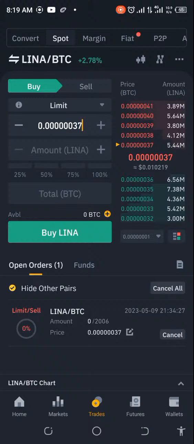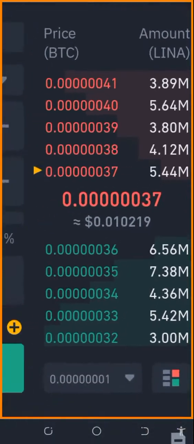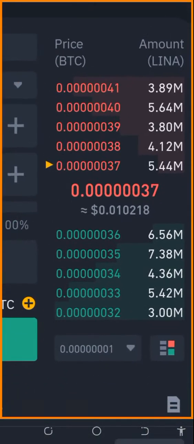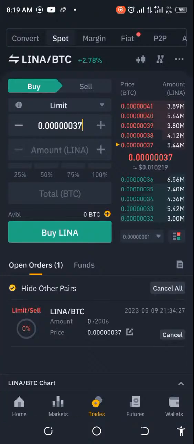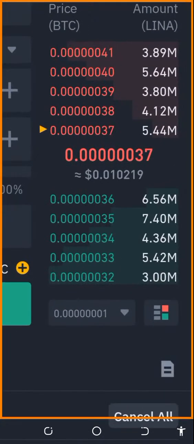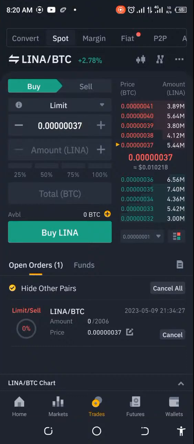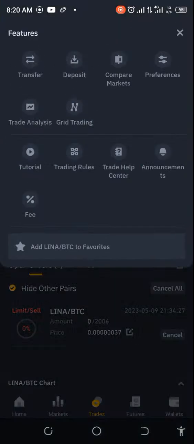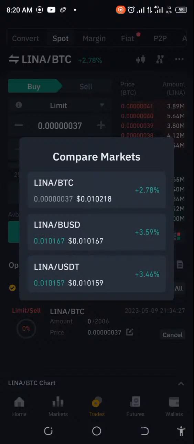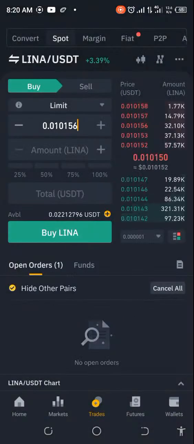All right, I'm back and we're still here. What's going on? Are we stuck? It's back to 0.0102. Well, the thing is, as you can see, we're trying to sell at 0.037. But can you see here at the green part, the first green here is 0.00036? So what am I going to do? Let me go and check what's happening to Lena USDT. Has it gone up? It looks like it's gone up. Let's go ahead and get this sold back.